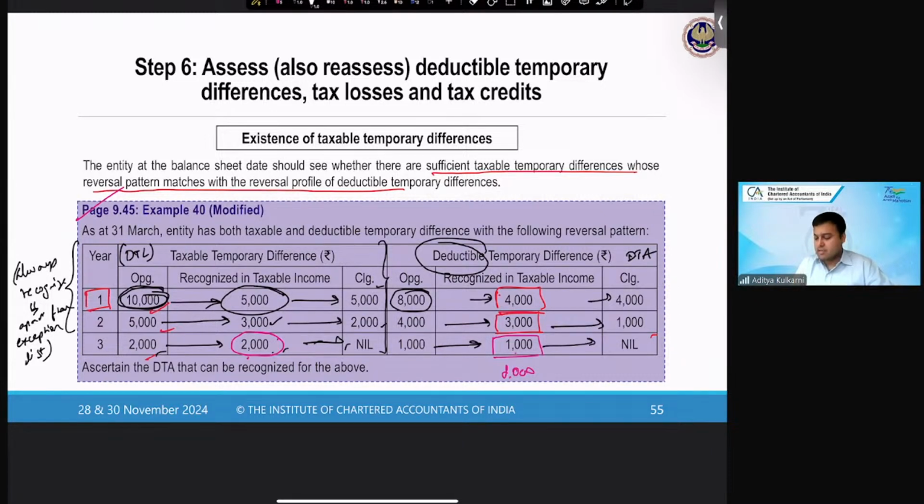Opening 1, reversal of 1, closing balance is 0. Understood this part? DTA, the deductible temporary difference, this part you understood?